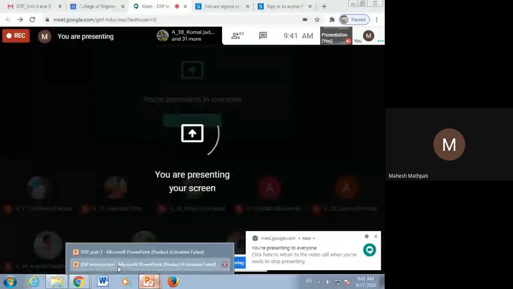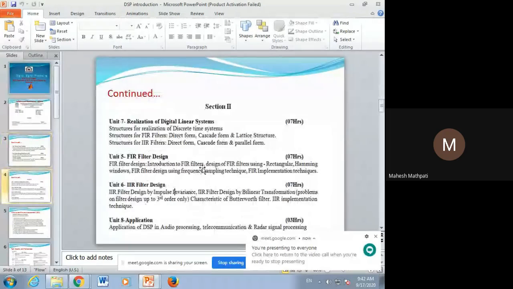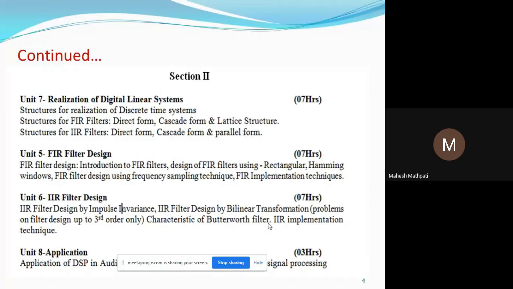IIR filter. Let us write down the title of that. Just note down the syllabus of sixth unit. Just note down this 6th unit syllabus.